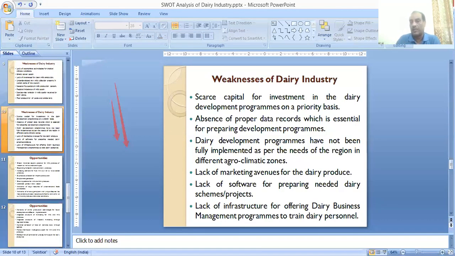Lack of marketing revenue for the dairy producers. Still, the market linkage is very weak. More than 50% of the produced milk is in the hands of informal milk markets, informal players. The organized sector is hardly handling 35 to 36% of milk produced. Then we do not have software for preparing the needed dairy scheme projects, so it is prepared manually, and it is difficult for common people to prepare sophisticated dairy schemes and projects. So we require software support so that it can be prepared and submitted. The lack of infrastructure for offering dairy business management programs to train dairy developers, our infrastructure is still very weak. So these are the weaknesses of this dairy sector.